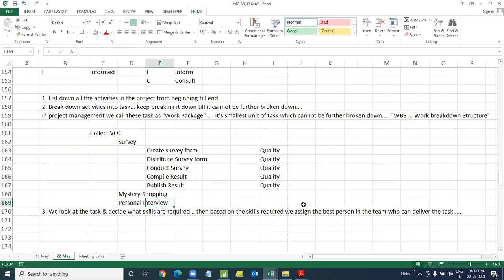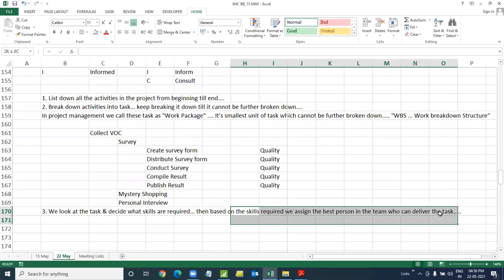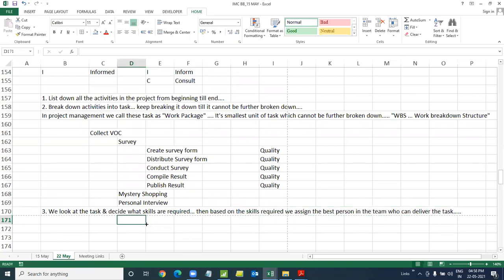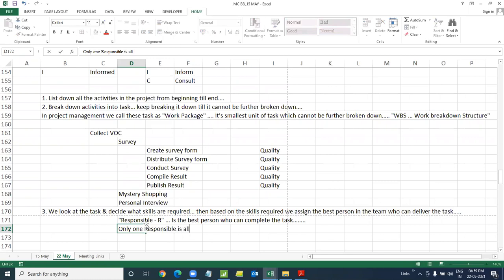Mystery shopping will have a different person. So for all activities, we look at the task and decide what skills are required, and then accordingly we choose the best person. When you choose the best person, this person is called responsible, which is R. Responsible is the best person who can complete the task based on the skills, because this person has the skills to complete the task. Thumb rule, only one responsible is allowed per task. You cannot have two people responsible for the same task. Otherwise, I would think you will do it and you'll think I will do it. It will never be done.